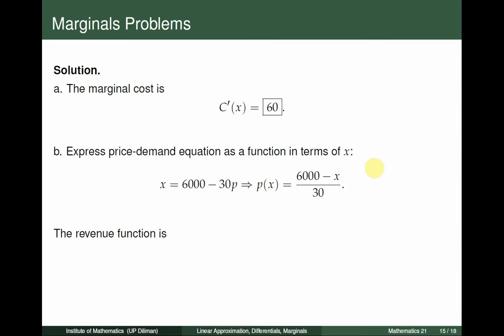We can obtain the revenue function by the formula from a while ago. R of x is equal to x times p of x, or x times the quantity 6,000 minus x all over 30. And then let's simplify a bit to get 200x minus x squared over 30. I just distributed x into the numerator of the fraction and separated the two fractions. So that's r of x.